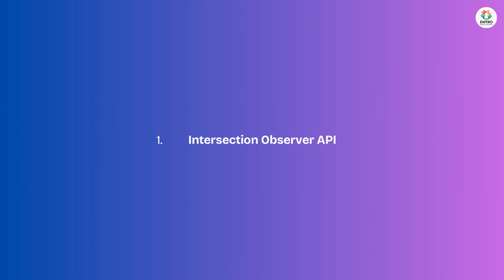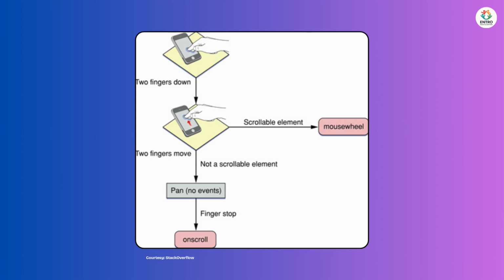First up, we have the Intersection Observer API. If you've ever built infinite scrolling, lazy loading images, or needed to detect when an element enters or exits the viewport, you've probably used scroll event listeners. But they're inefficient, especially on mobile.